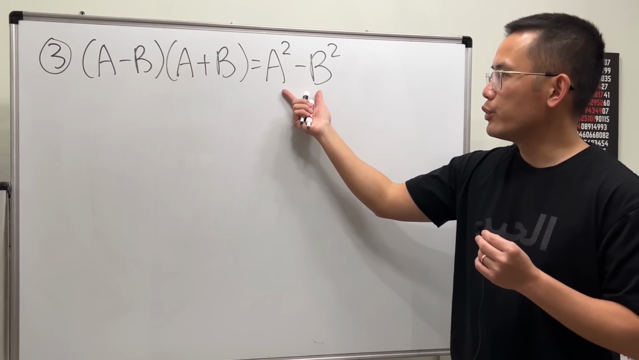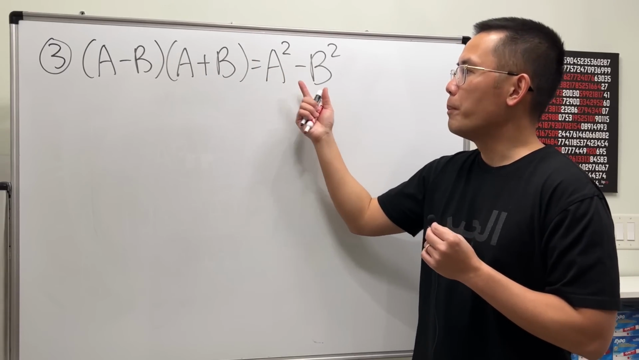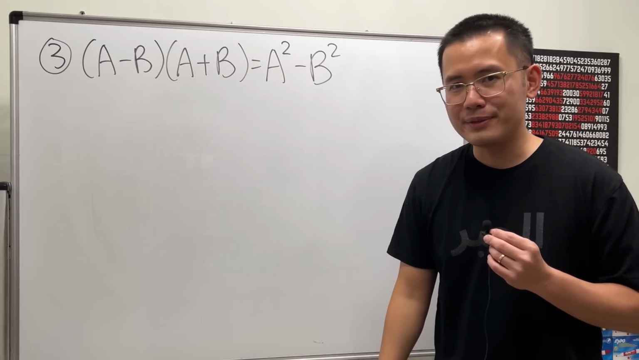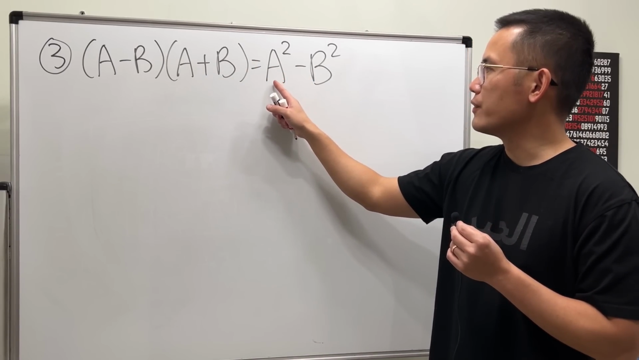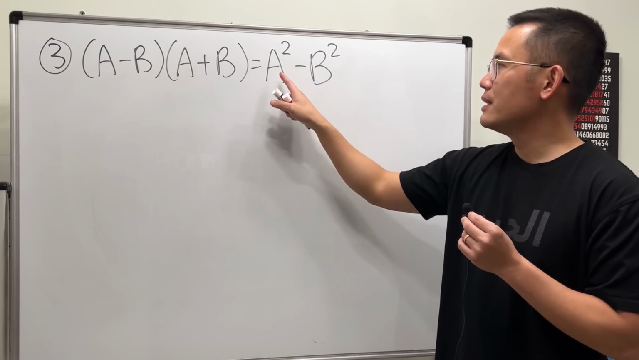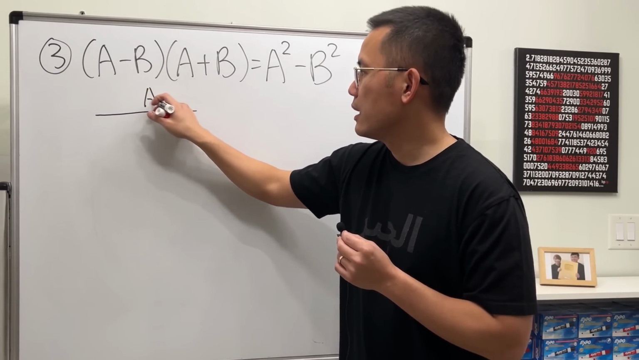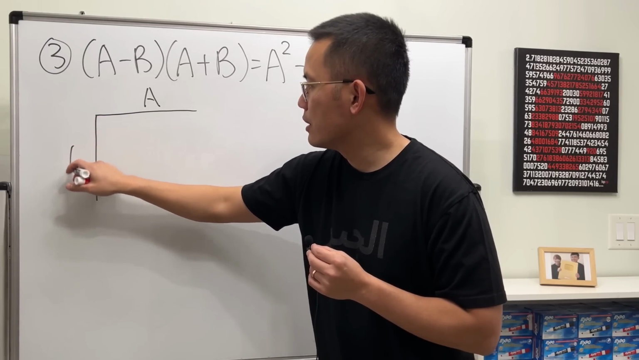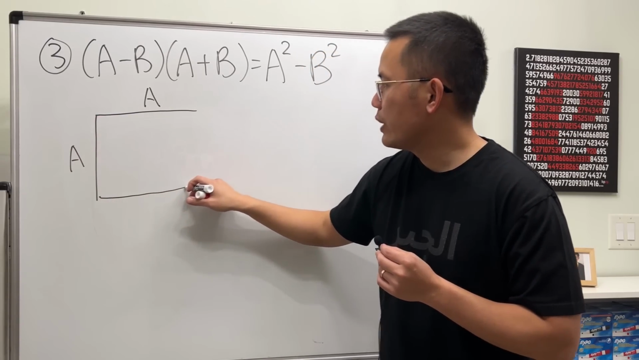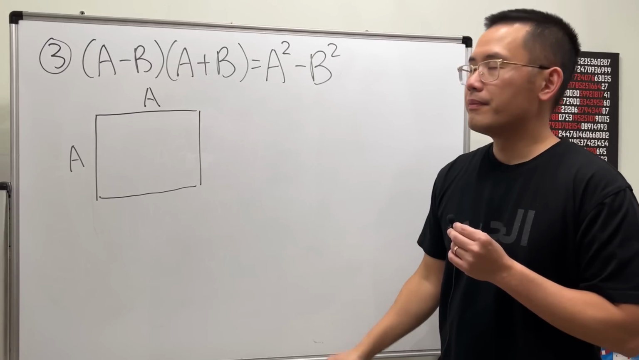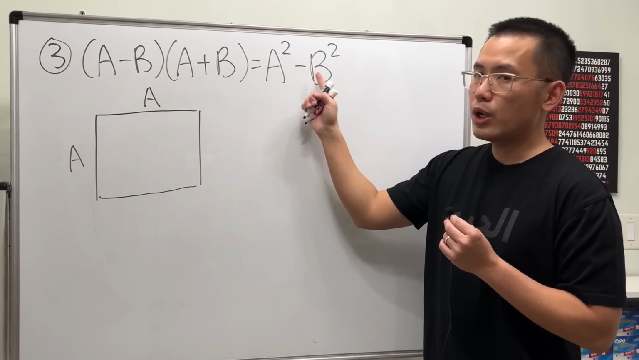And I'm actually going to go backwards. When we go backwards, this is called factoring. And this is called difference of two squares. Have a look. For A squared, I'm just going to draw this segment to be A. And then do the same thing here, A here. So we have A squared. But I'm going to subtract B squared.